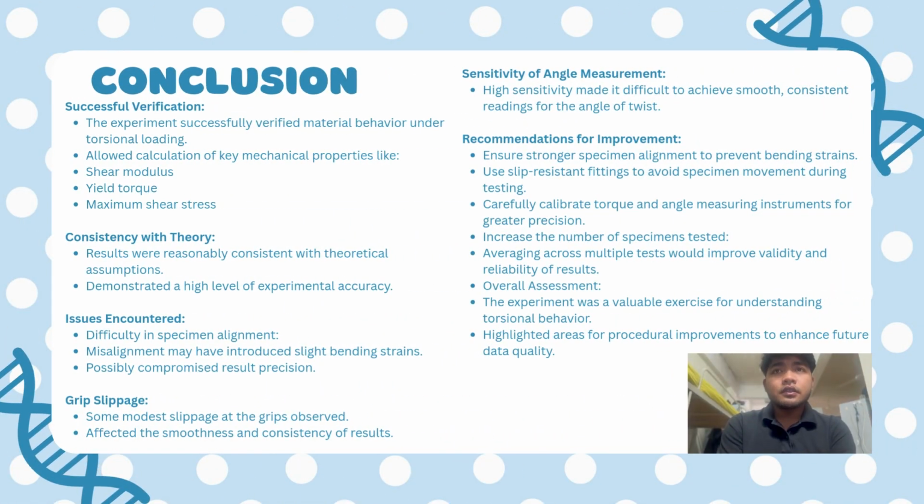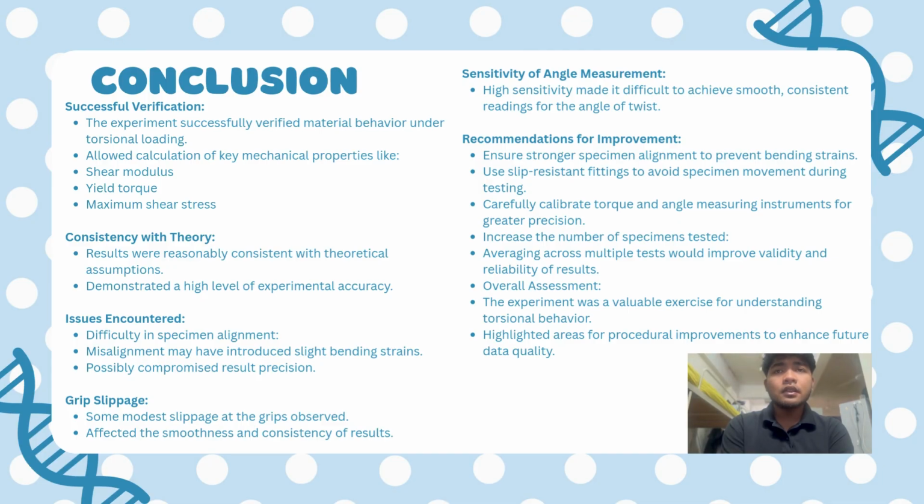For the conclusions, the first one, successful verification. So, the experiment successfully verified material behavior under torsional loading, allowing calculation of key mechanical properties like shear modulus, yield torque, and maximum shear stress. The second one is consistency with theory. The results were reasonably consistent with theoretical assumptions and demonstrate a high level of experimental accuracy.